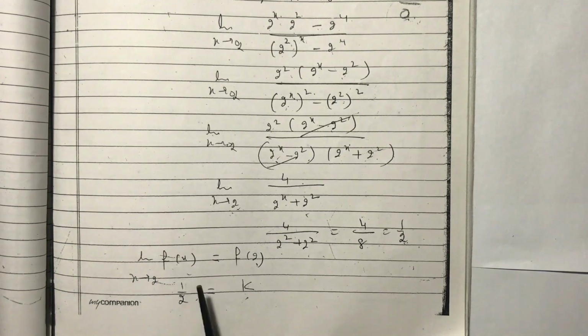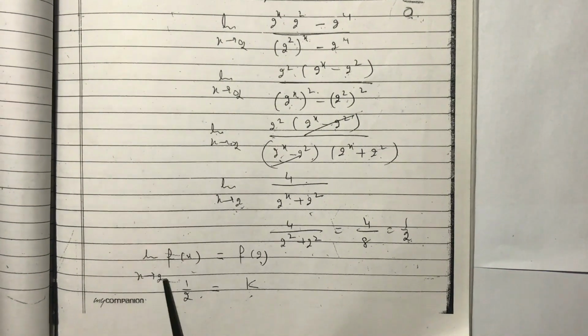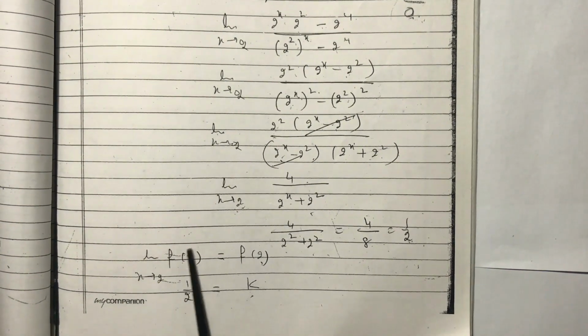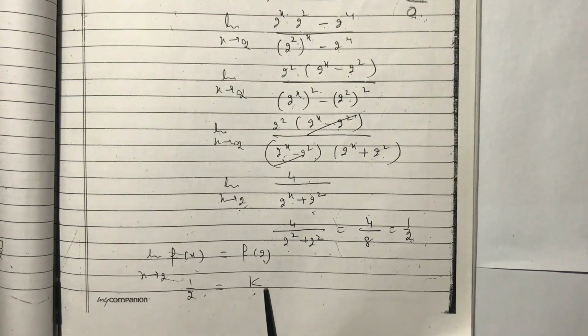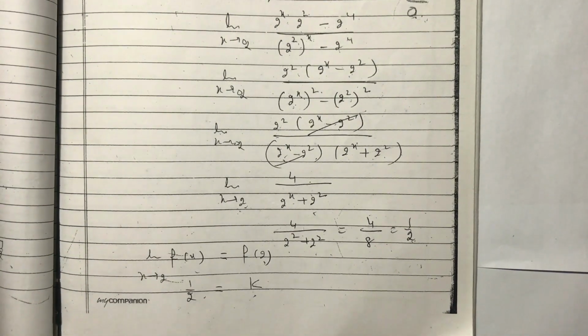Since this function is continuous, so limit of f(x) as x tends to 2 is equal to f(2), and value of this is equal to half, this is equal to k, so value of k is equal to half.